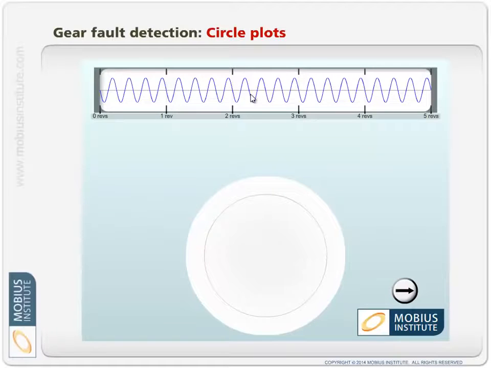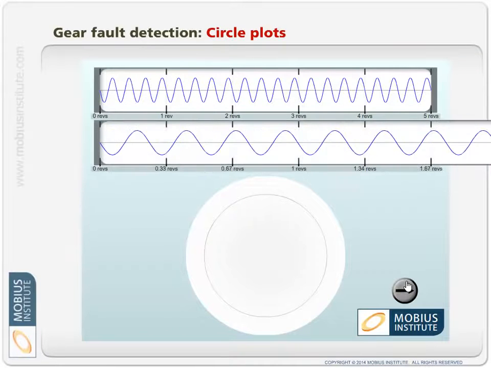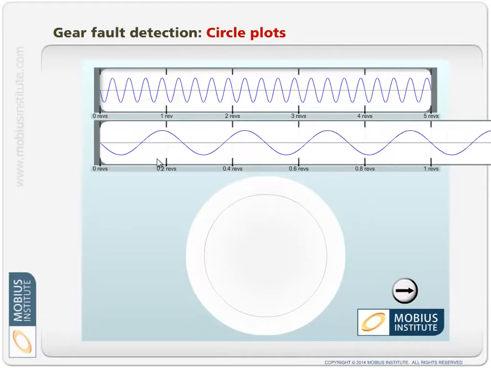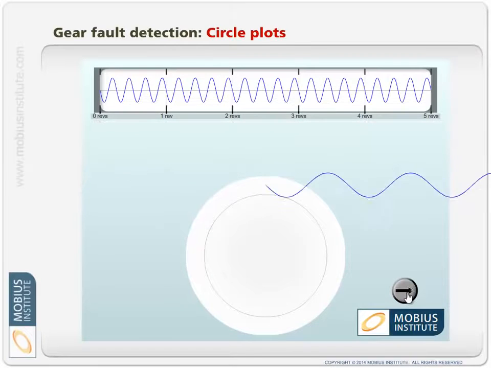But remember, when we look at a time waveform, what we're interested in here is what's happening as the shaft turns. The shaft is round, so wouldn't it be cool to display that time waveform in a circular format so that we can really relate what happens as the shaft turns? Well, that's what a circle plot does. So if I just expand and say what happened per revolution, 1, 2, 3, 4, just as I said, let's wrap that around a circle. So we wrap it around.